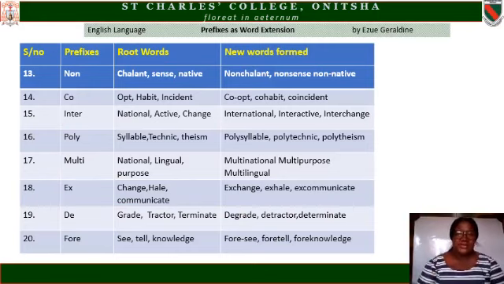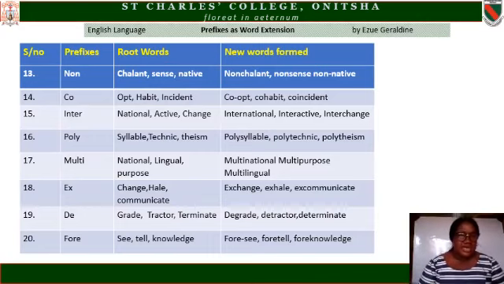Remember our topic, prefixes as word extension. I believe by now you must have written so many other words apart from the ones on the screen. You must have formed other words, taking a root word and adding your prefixes, you form your own word. Remember, the meaning of the prefix helps you to understand the meaning of the new word.